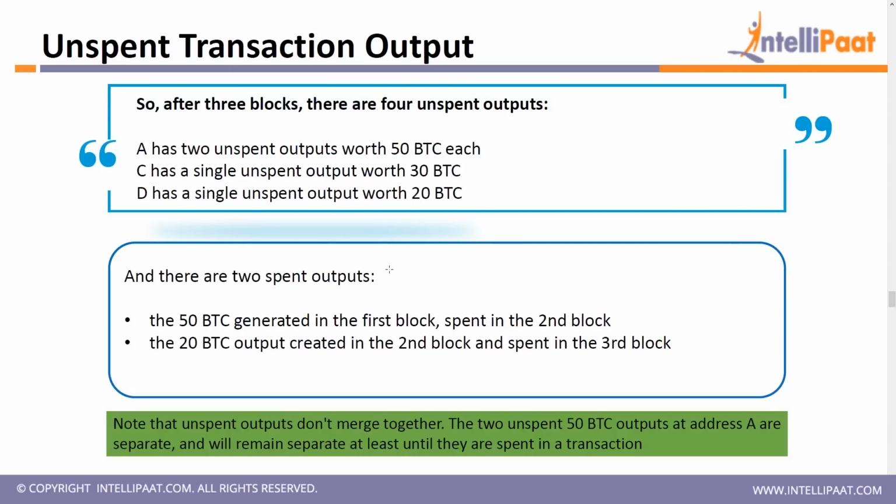So after 3 blocks, you could see there are 4 unspent outputs. A has 2 unspent outputs worth 50 Bitcoin each. C has a single unspent output worth 30 Bitcoin and D has a single unspent output worth 20 Bitcoin. And there are 2 spent outputs also. The 50 Bitcoin generated in the first block is spent in the second block. The 20 Bitcoin output created in the second block is spent in the third block.